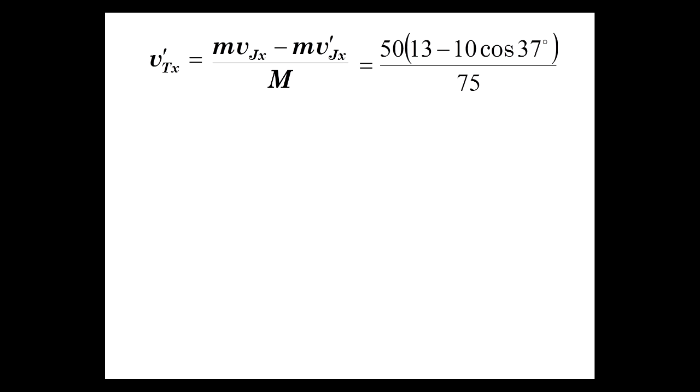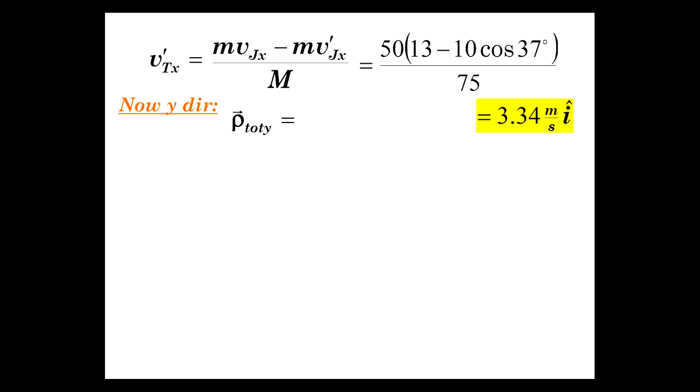50 times, that's the mass, times the quantity of Jenny's x velocity, 13. It's all in the x, right? That's why this is 13. All of her velocity is in the x. Minus the velocity of Jenny in the x after the fact times the mass, which is 10 cosine of 37, divided by Troy's mass of 75, and that's 3.34 meters per second. So now we know his x velocity.